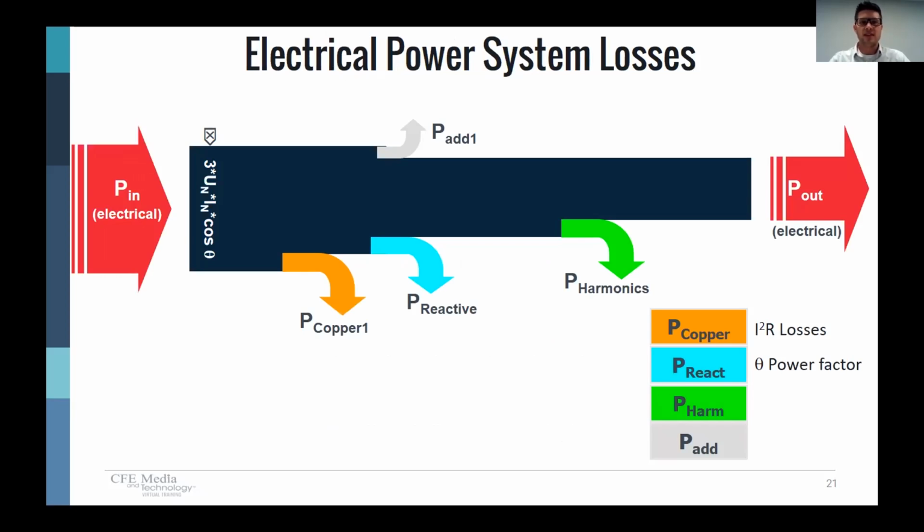So now let's take a look at each of the components that make up our system. We're going to start with the electrical power. This is the electrical input that feeds the inverter, or the motor if you don't have an inverter, and it's going to have some losses.